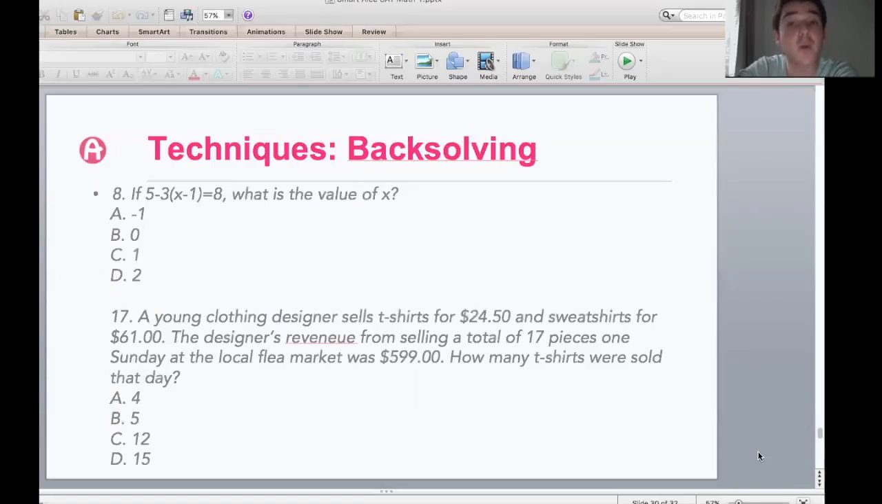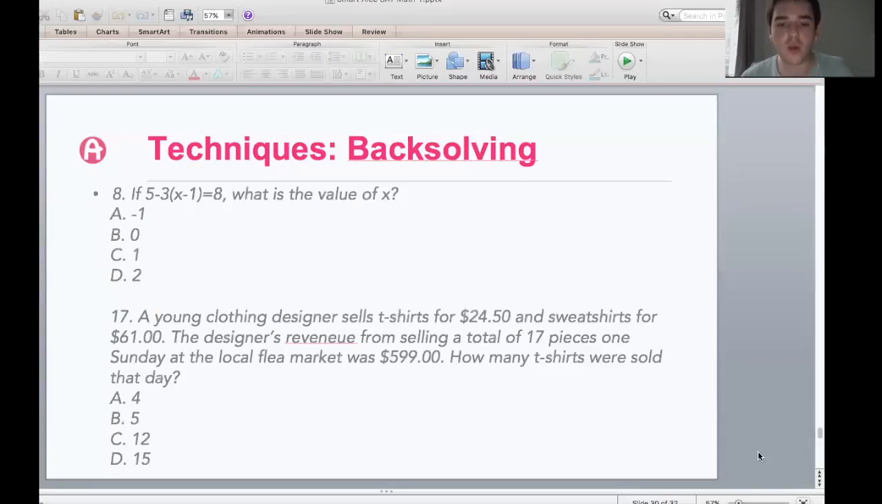So the proper way of doing something like this would be with a system of equations, which is a concept that a lot of students don't remember or are uncomfortable with. But you can use back solving in the exact same way, where let's say you plug in 5 again.